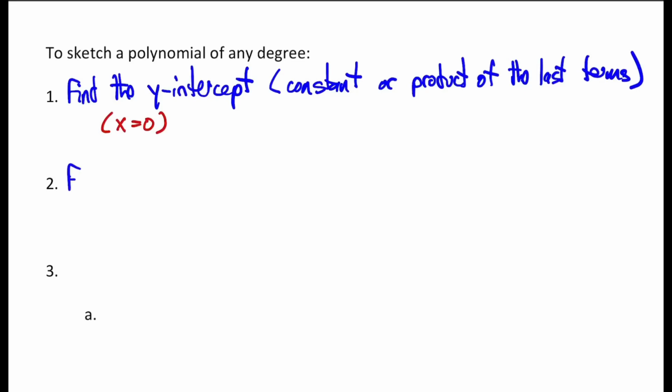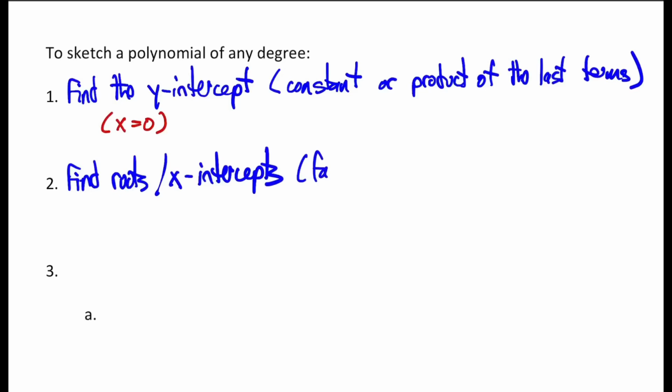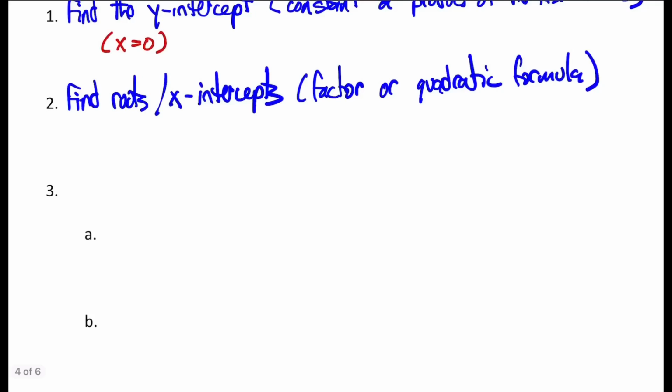Okay, following that, we're going to find roots, which are also known as the x-intercepts. And we're either going to have to factor, hopefully, or if not, use the quadratic formula. All right, so that's actually going to be the easy part of this. Now we have to remember how to get the tails, or the end behavior. I'm going to call them tails rules. Remember, that's really the end behavior.